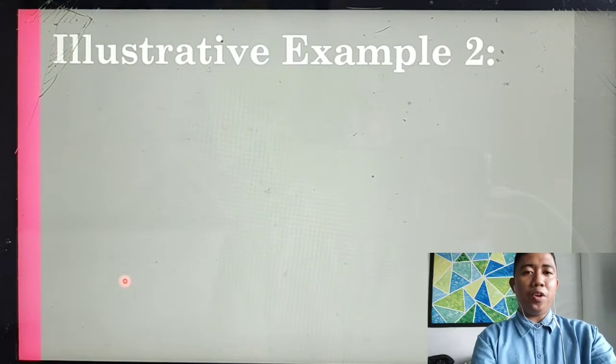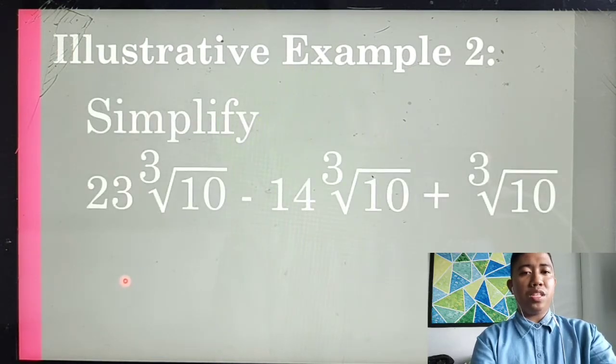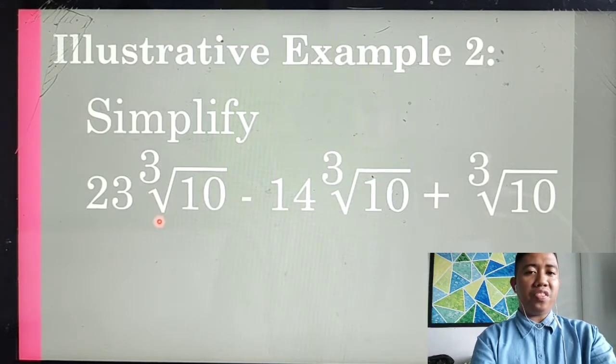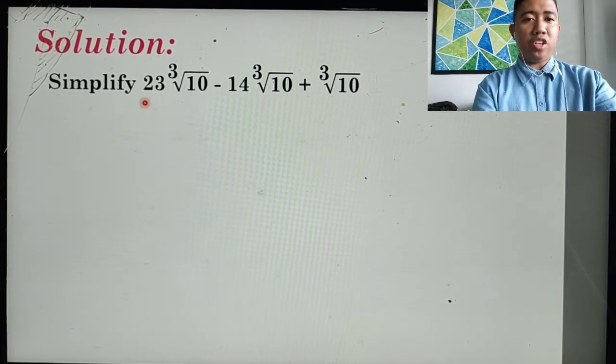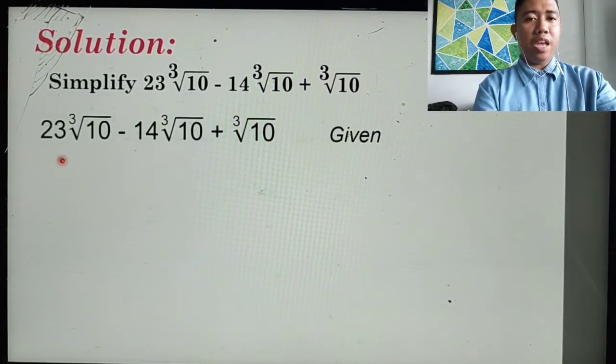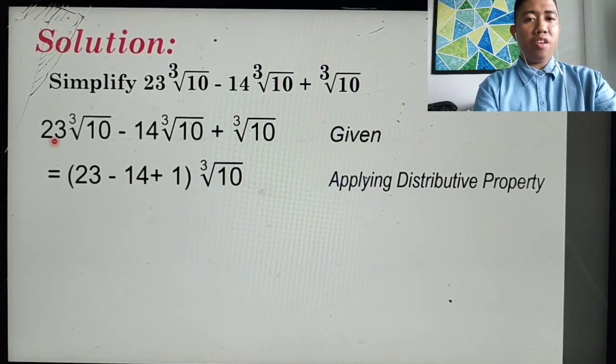Illustrative example number 2. How will you be going to simplify the given radical expression 23 times the cube root of 10 minus 14 times the cube root of 10 plus cube root of 10? To solve for this radical expression, here is our solution. We have the given first, and then you will be going to get all of these coefficients of every radical term.